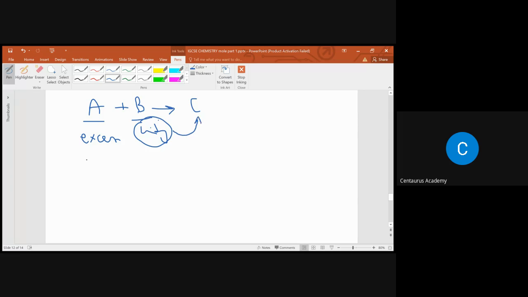For instance, if I say this is 20 grams and this is 5 grams, this produces supposedly 10 grams of C. But in the next one, this stays in excess quantity, and I have increased the quantity of the limiting reagent. Do you think that this will increase the amount of product C, or is it going to decrease the amount of product C, or is it going to stay the same?